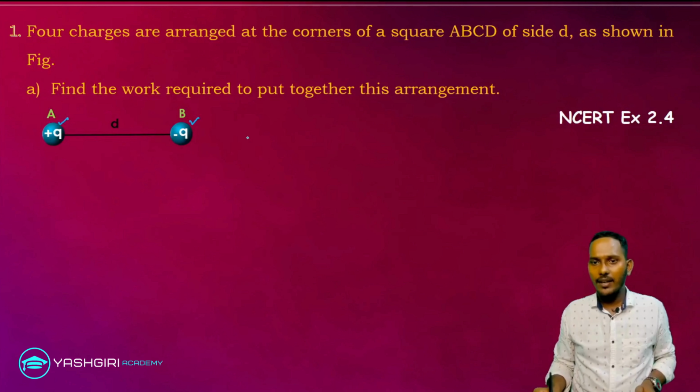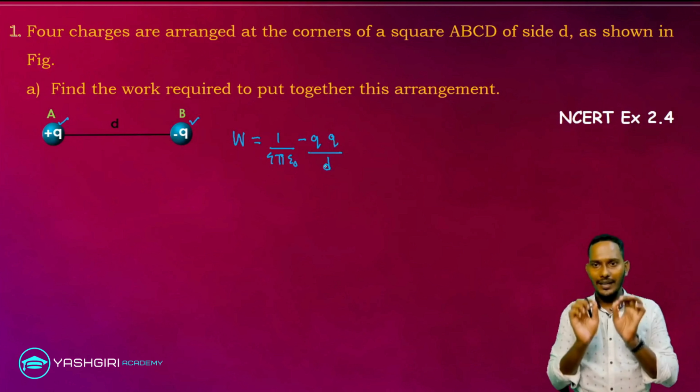So here I can write my work done. The work done will be equal to the negative charge that I'm having here, that is negative Q, into the electric potential at that point B. So that will be 1 upon 4 pi epsilon naught, the charge, positive charge over the distance between them, which is D. Okay, this is what we are having here.